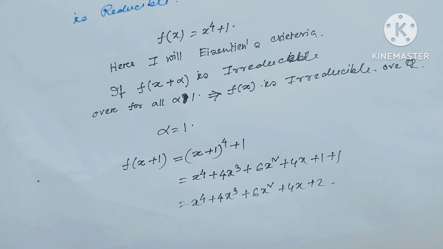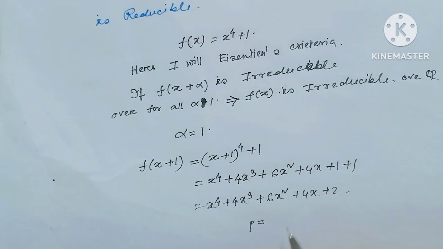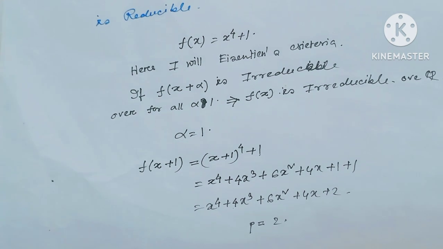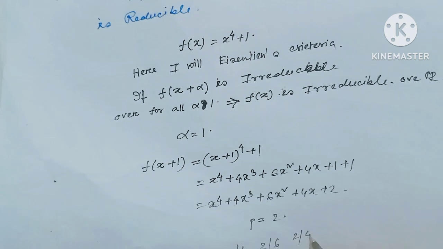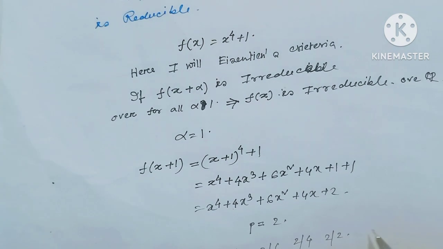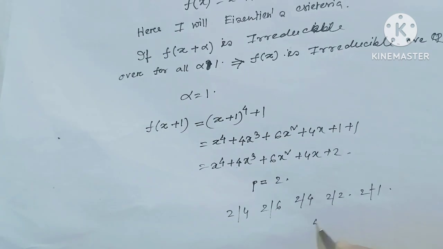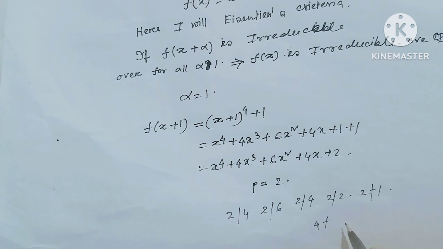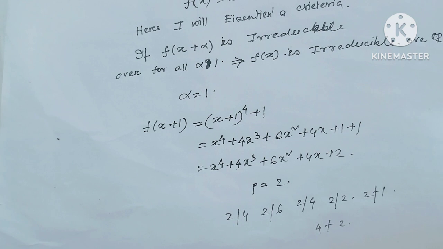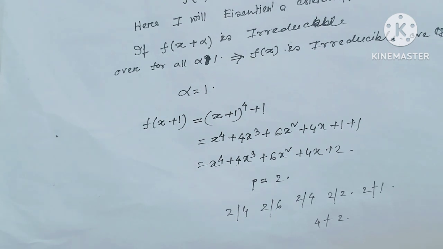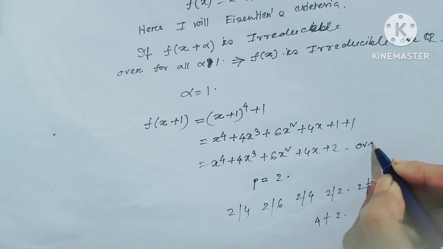Here I will choose for this polynomial the prime p equal to 2. Notice 2 divides 4, 2 divides 6, 2 divides 4, 2 also divides 2, but 2 does not divide 1. Also, 4 does not divide 2, that is, 2 square does not divide 2. So here f(x plus 1) is irreducible over the rational numbers.